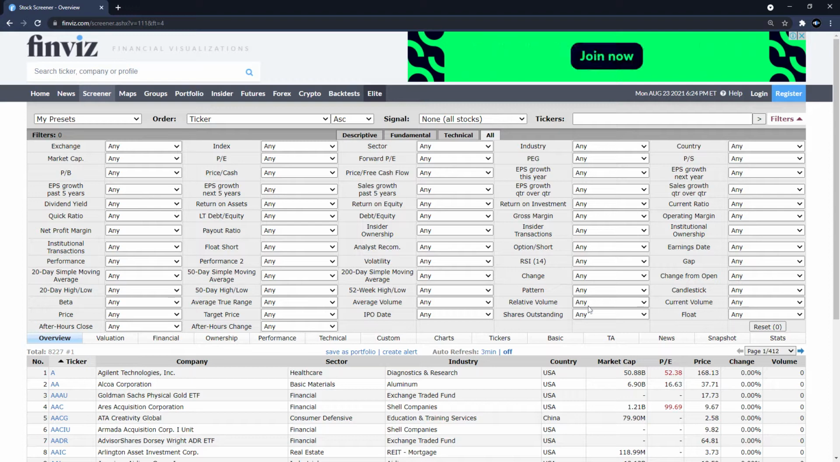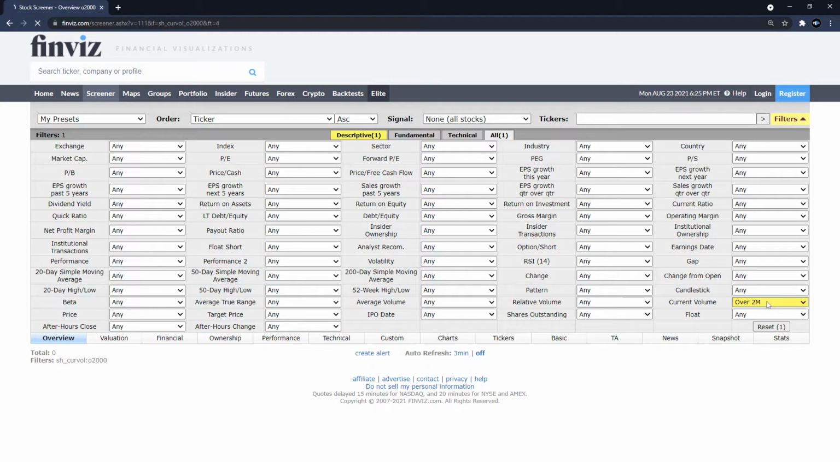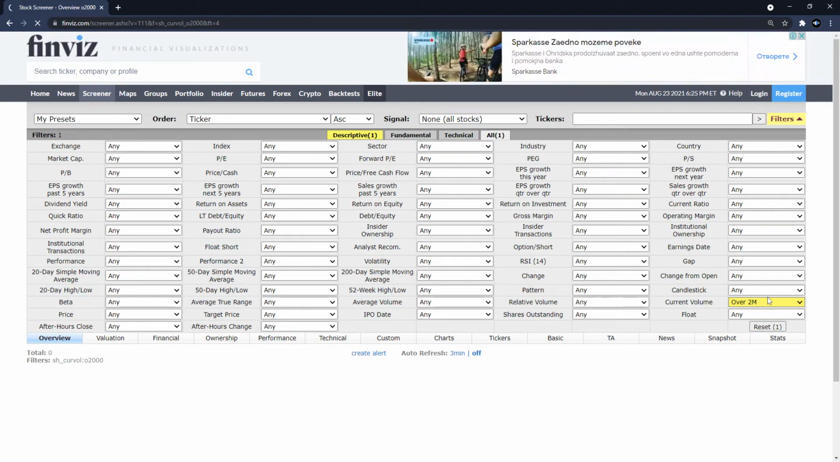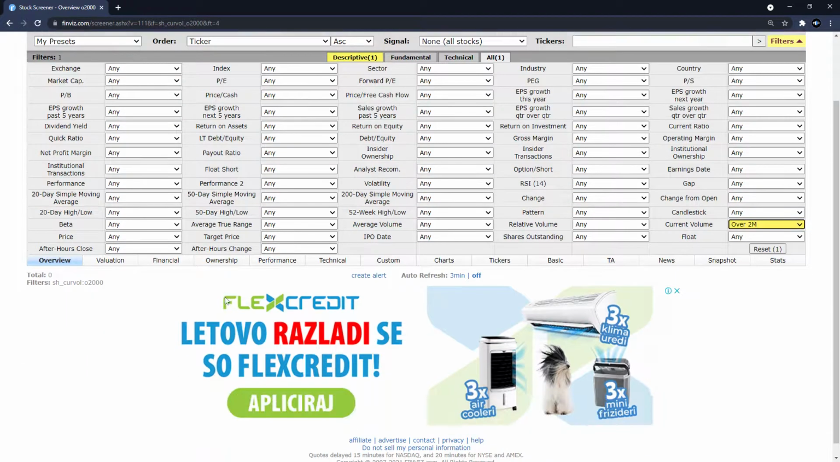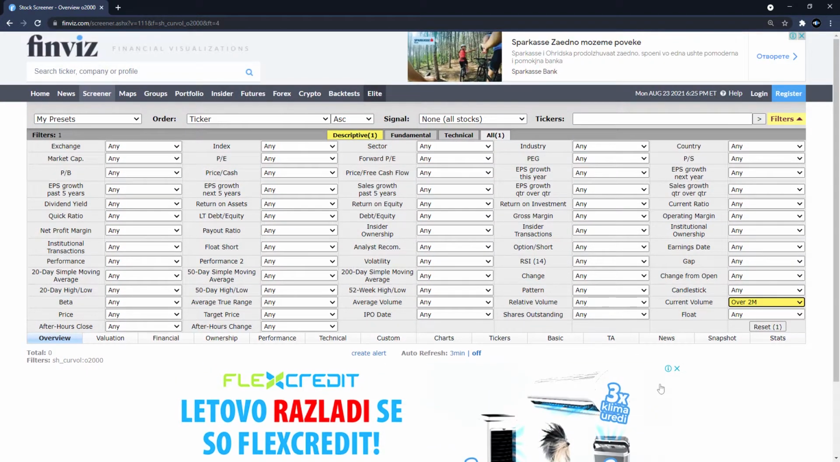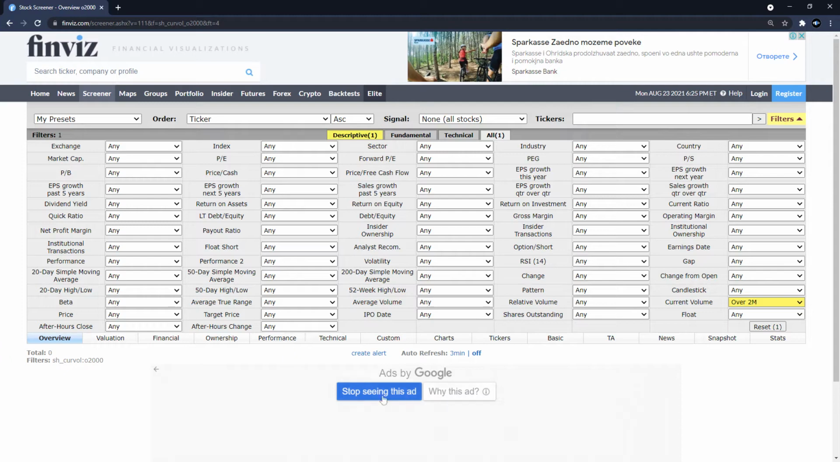First of all will be the, no, let's just go with the current volume. For current volume, what I personally would love to do is put the current volume right around over, sometimes I do it over 1 million, over 2 million. Let's just go and put it on over 2 million, so the stocks that I want to swing trade. We can also put it over 10 million or so. But as you see, right now we cannot see a single stock right here.